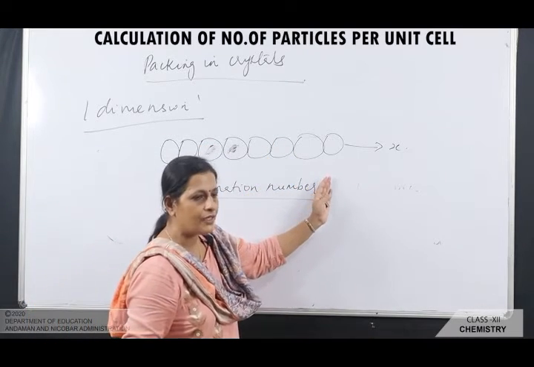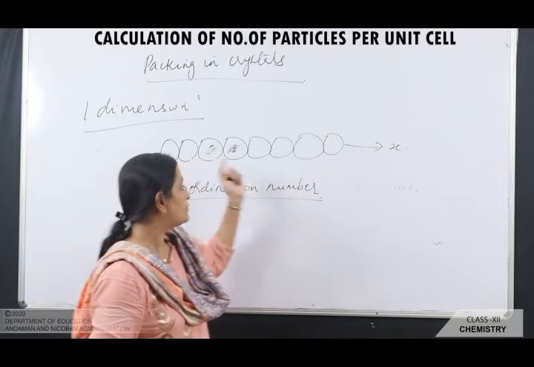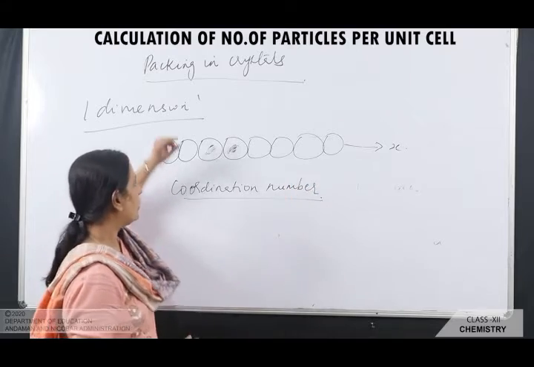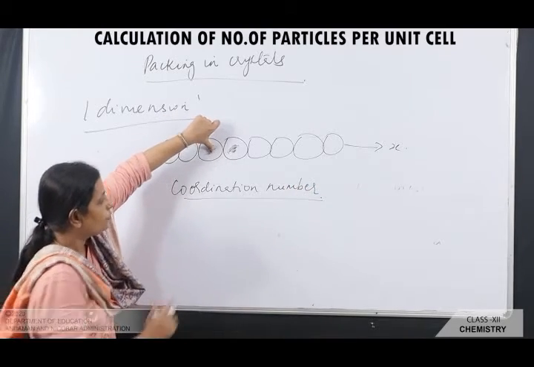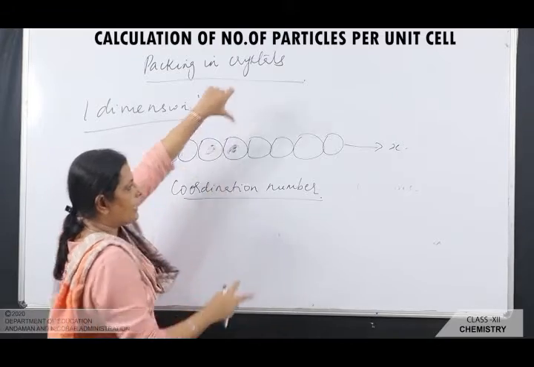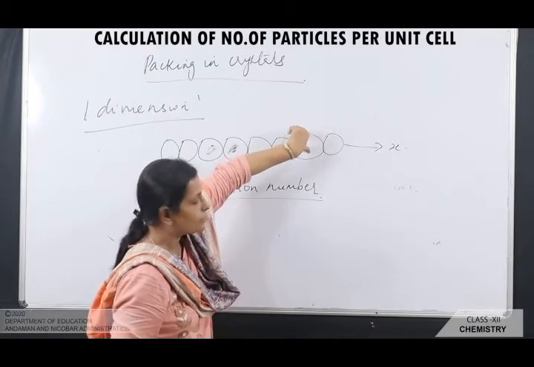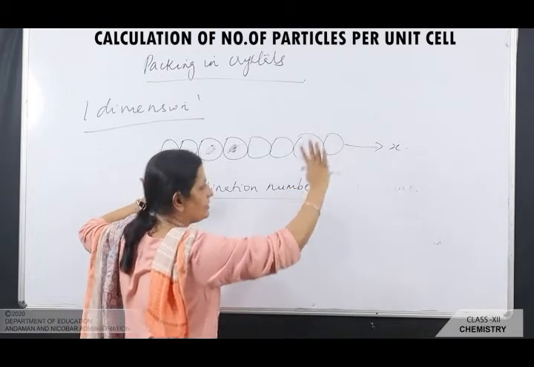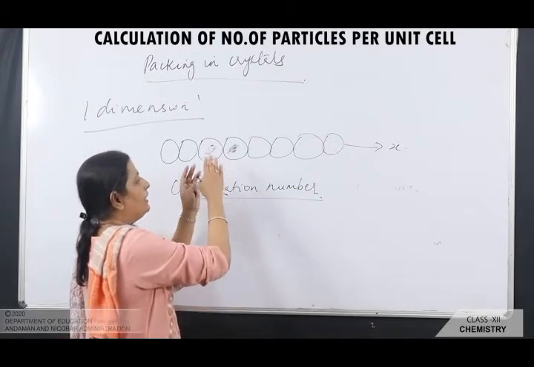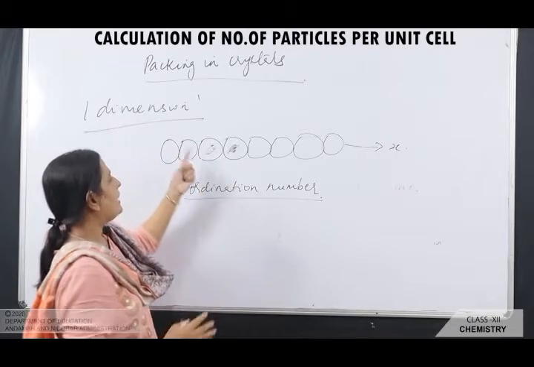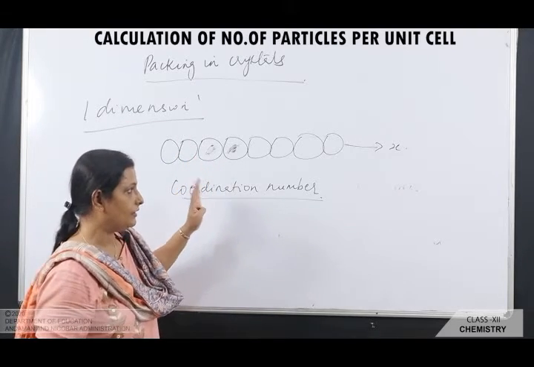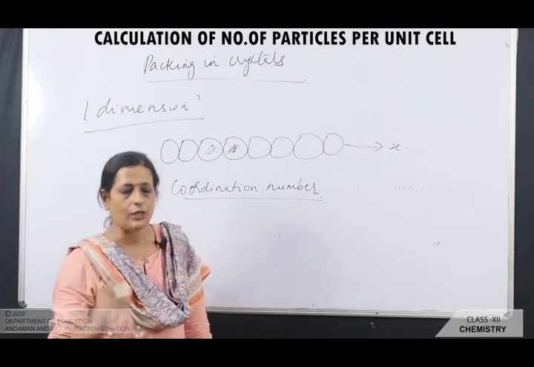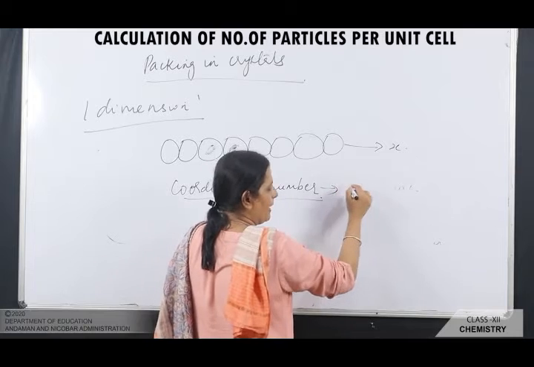The number of spheres which touch a particular sphere in a packing is known as the coordination number. So the coordination number for this sphere is 2. Now, if you take this sphere, its coordination number is also 2. At the end, it goes to infinity, it goes like that only. So the coordination number for a particular sphere in 1 dimension is 2. Is it clear?